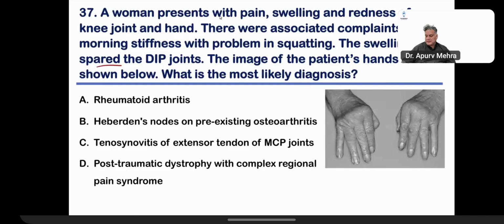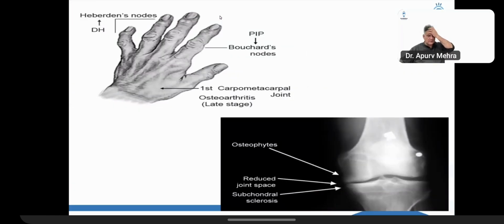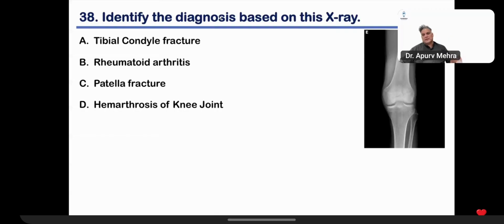Sparing of DIP, morning stiffness. What do you think is the answer here? Rheumatoid arthritis. Classical ulnar deviation of the fingers can be seen. Okay, so we remember all these points about different joints. What's your diagnosis here?